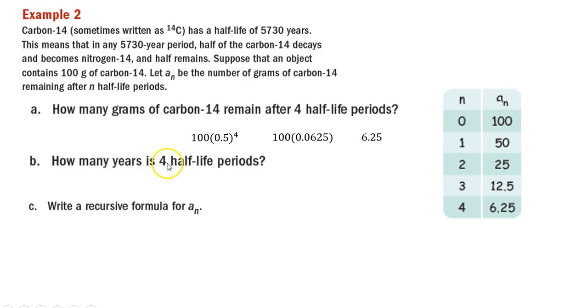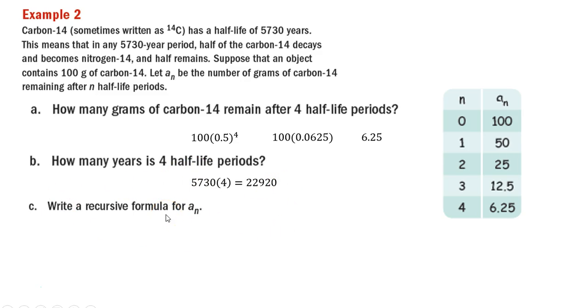How many years is 4 half-life periods? I just mentioned that, but now they're asking us. Well, it's going to be 4 times 5,730, which is actually about 22,920, not almost 30,000 years. It's 22,920 years. So that's how many years it's going to take this carbon 14 of 100 grams to go down to 6.25 grams. 22,920 years. Let's write a recursive formula for this.